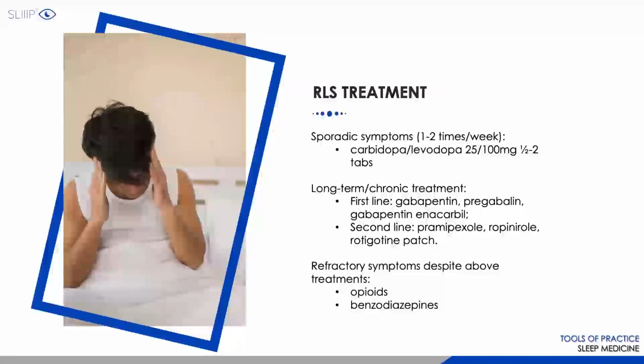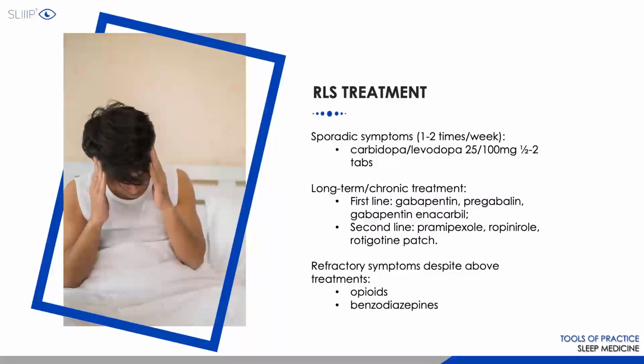Now, if you have patients with very sporadic symptoms, like they're symptom-free except for 2 times a week, maybe 3 times at most, I would suggest a carbidopa-levodopa combination symptomatically in these patients. But if it's someone that says, I have symptoms nearly every night, then I would suggest your first line being the alpha-2 delta ligands, which is gabapentin, pregabalin, or gabapentin enacarbil, and then increasing it or changing it to the dopamine agonist if those don't work.